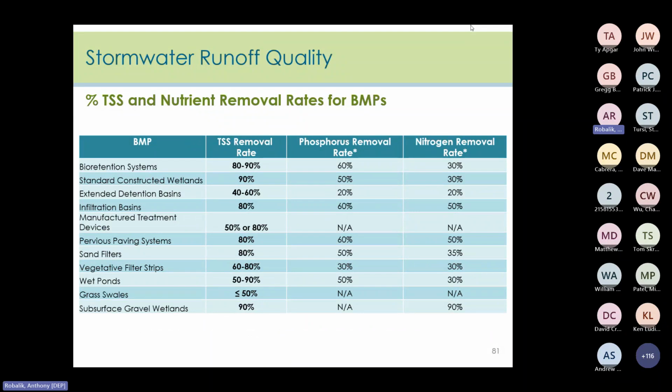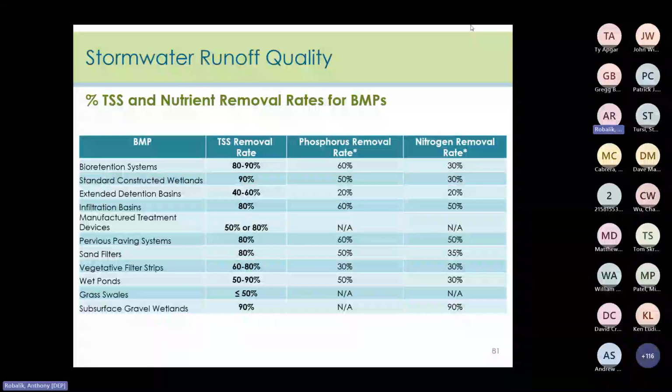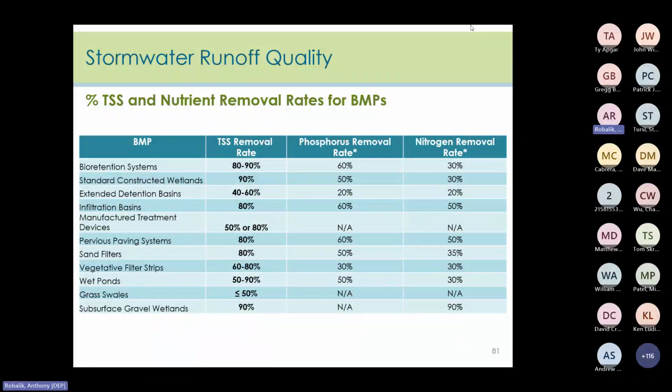In addition to the TSS removal rates, there are phosphorus and nitrogen removal rates associated with almost every BMP in the manual. This is a table identifying the different rates associated with the different BMPs. This information is included in Chapter 4 of our BMP manual.